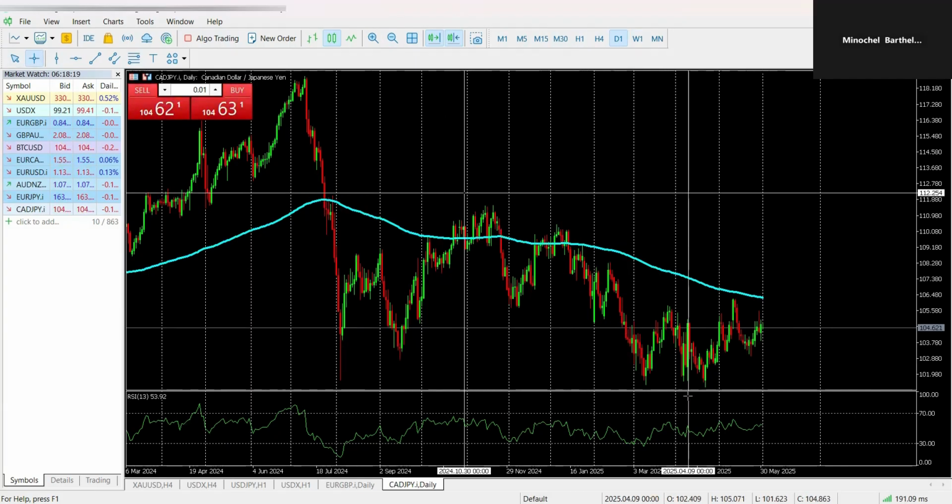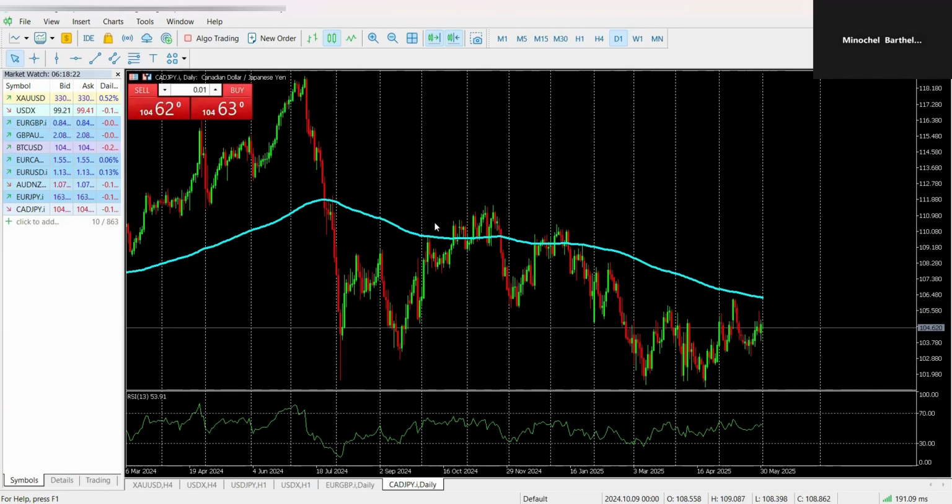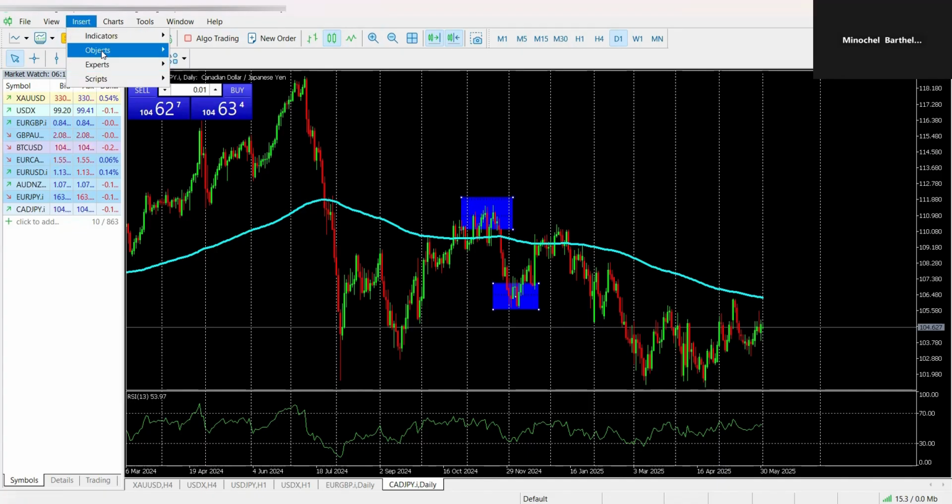So this is a heavy downtrend. In a downtrend, you should be getting lower lows and lower highs. So all you have to do is go to insert, objects, and grab your rectangle boxes. So this was a high, and the market dropped to give us a low, and then went all the way up to give you a lower high.